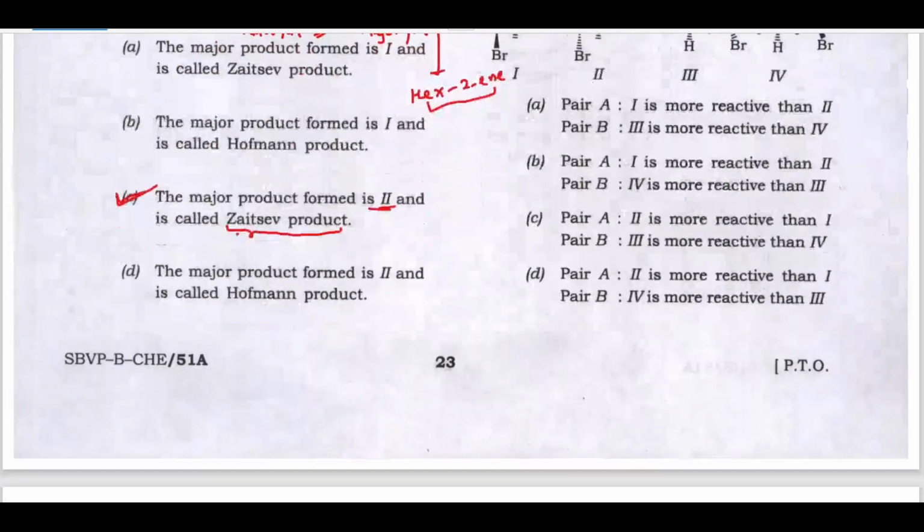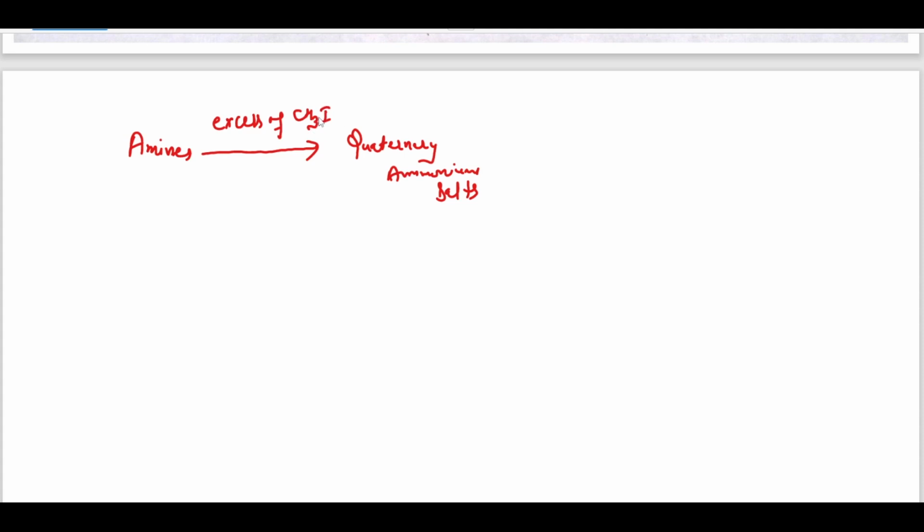In this method, quaternary ammonium salts are formed from amines in the presence of excess methyl iodide. That's why it is known as exhaustive methylation. This method was provided by Hofmann, so it is known as the Hofmann exhaustive methylation method.